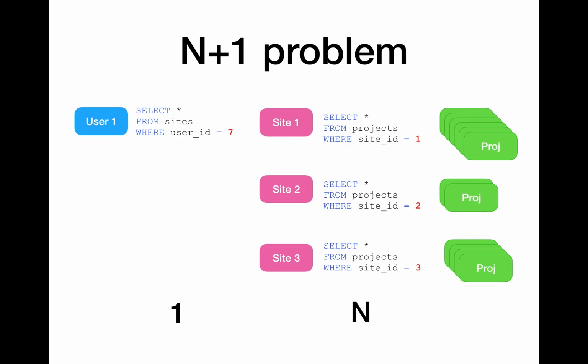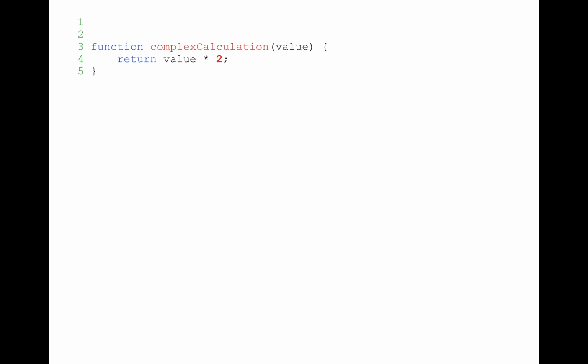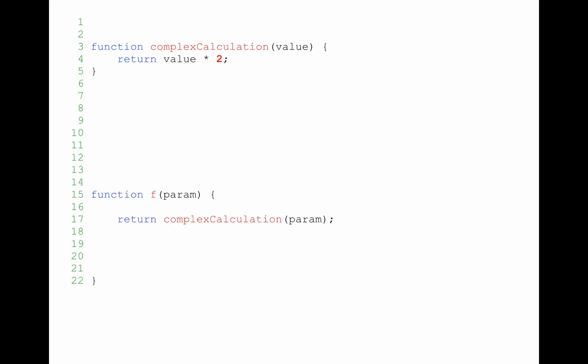Well, let's go to the code now for a minute to see how it's been solved in JavaScript. So let's say we have a calculation that takes a value and returns some computed value, and we have a function that calls that calculation given a parameter. And then we call it a couple of times and we print out the result. The output will be 2 and 4, of course.